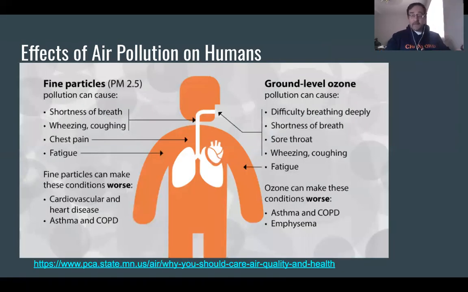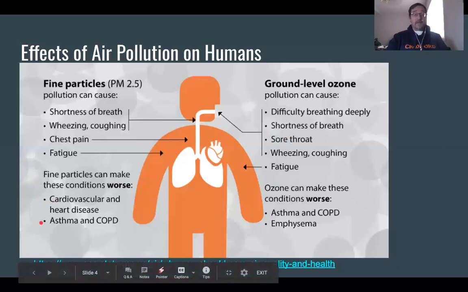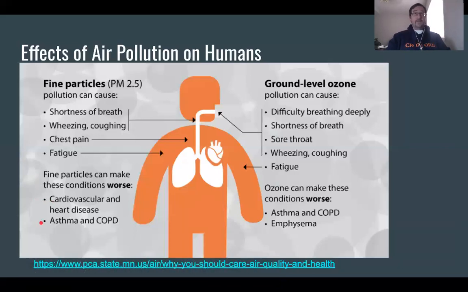So what are the effects of air pollution on humans? Well, fine particles, the smaller ones like carbon dioxide, nitrogen dioxide, things like that, can cause shortness of breath, wheezing, coughing, chest pain, and fatigue. The fatigue is because your body isn't getting the oxygen it needs in order to fuel the cells to do their job, to do the work. Fine particles can make these conditions worse: cardiovascular and heart disease, and asthma and COPD, chronic obstructive pulmonary disease.